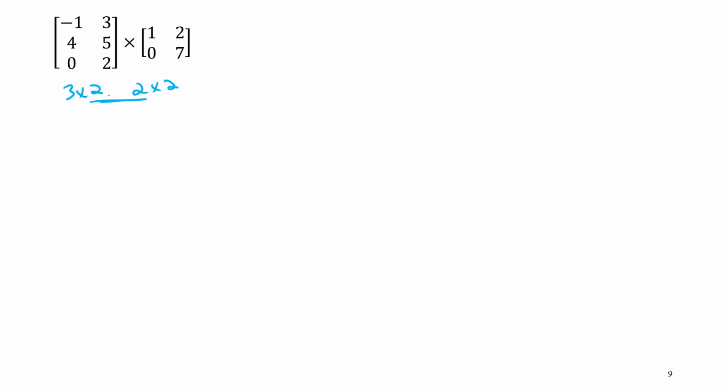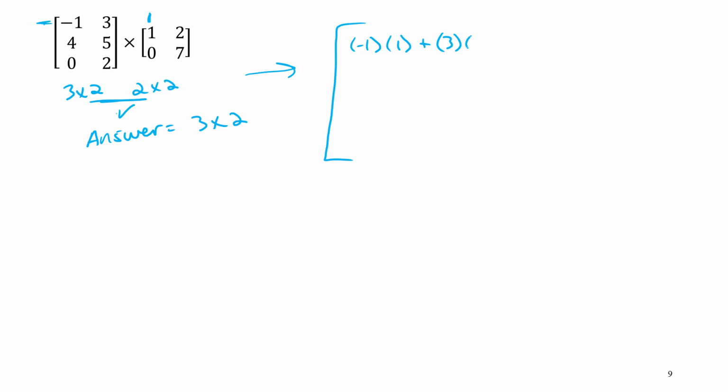Since these inner two numbers are the same, we can multiply this matrix, and our answer matrix would be 3x2. So I'm going to write out the long way first. We're going to do row 1 by column 1. So it would be -1 times 1 plus 3 times 0. And that would be row 1 times column 1.